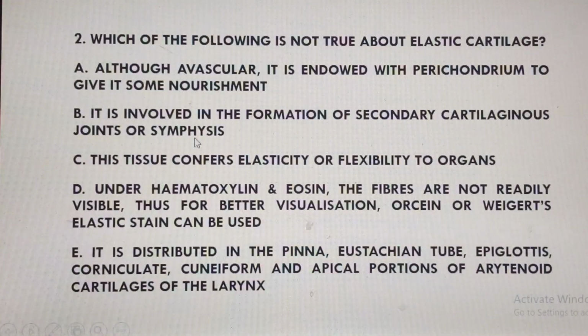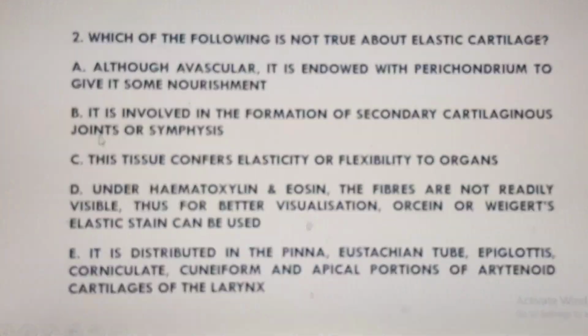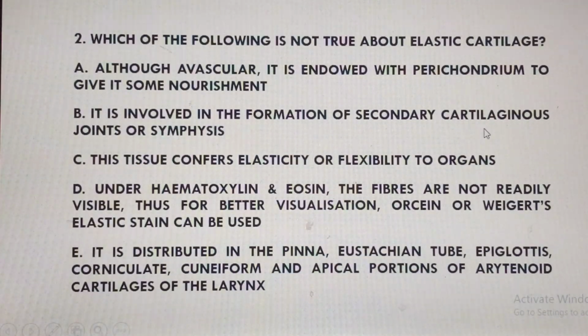hyaline cartilage. So it means that elastic cartilage has no role to play as far as the types of cartilaginous joints are concerned. In primary cartilaginous joints, hyaline cartilage is involved, and in secondary cartilaginous joints, it is fibrocartilage that is involved. So already we've seen our correct answer, that's option B. But let's move on to justify the rest.